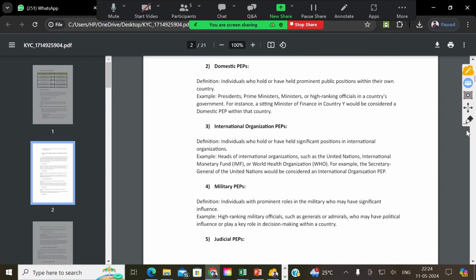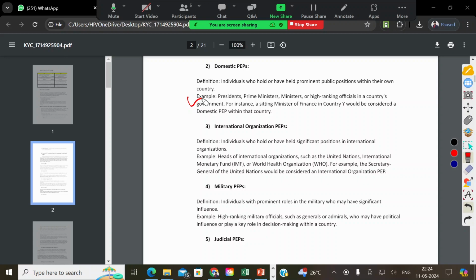Then domestic PEPs. Domestic PEPs means, for example, Prime Minister Narendra Modi comes under domestic PEPs. Then chief ministers, or other political party presidents or political persons, right? Head of, let's say, a panchayat. There are many other hierarchies that all come under the politically exposed persons category at the domestic level.